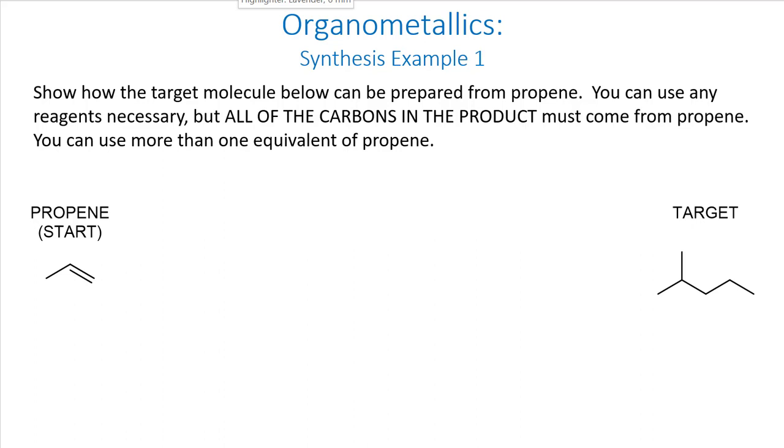We're told that we're preparing our molecule from propene and that all of the carbons in the product must come from propene. What this means, of course, if we have a product that's larger than the starting material molecule, is that we need more than one equivalent of the propene to start with. We can use any other reagents we want to, but all of the carbons in the product have to originate from one or more molecules of propene.